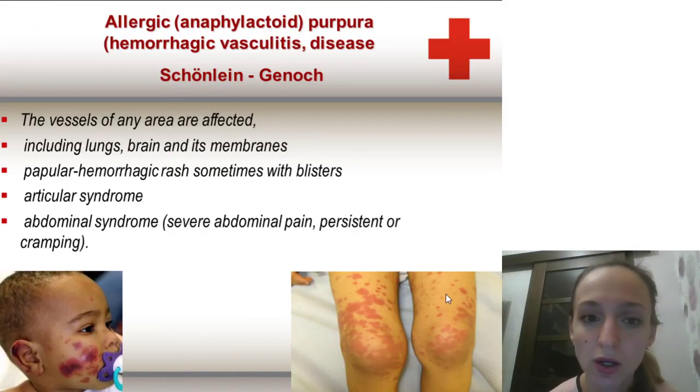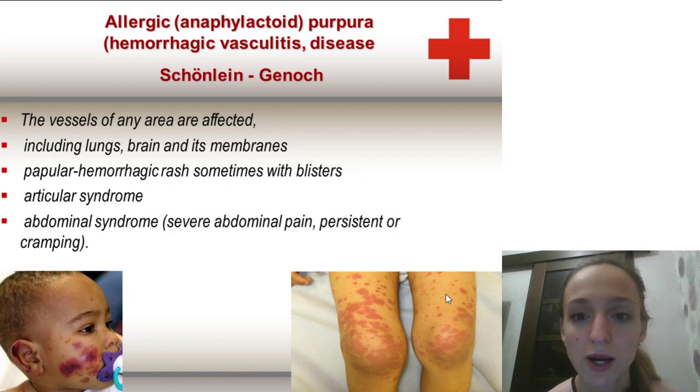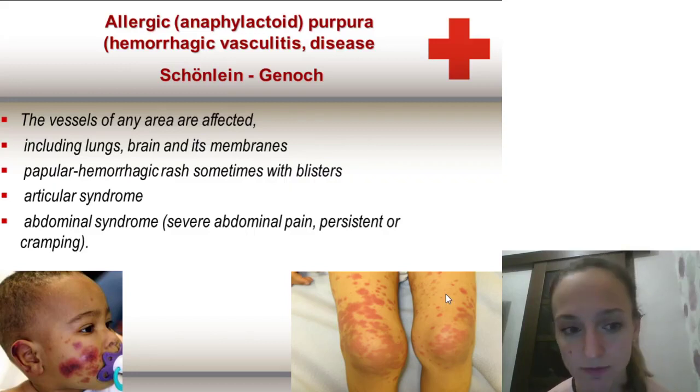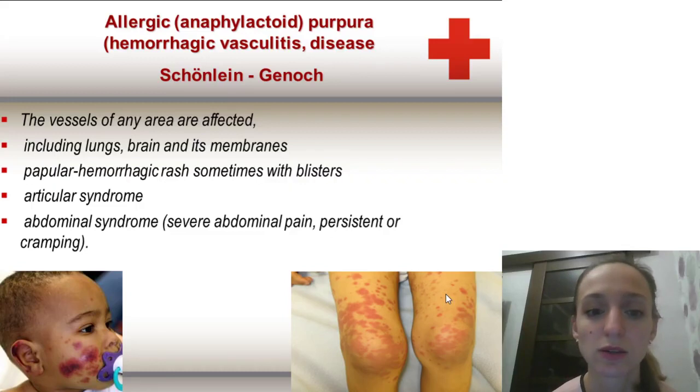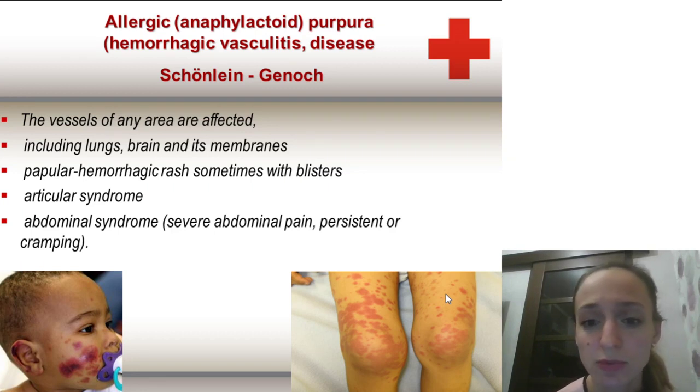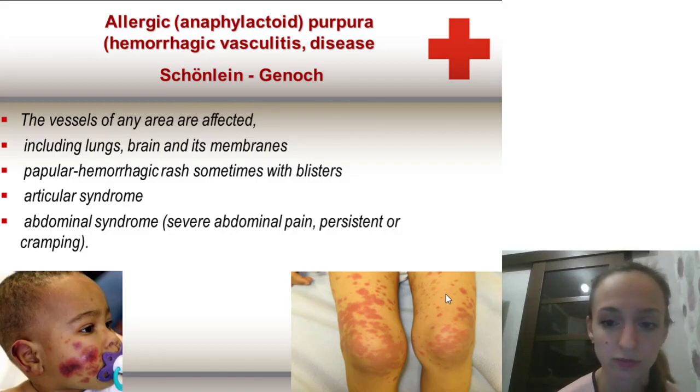Then allergic purpura or hemorrhagic vasculitis disease. So the vessels of any area are affected, including lungs, including brain and its membranes, papilla, hemorrhagic rash, sometimes with blisters, articular syndromes, and abdominal syndrome. So it is abdominal pain.